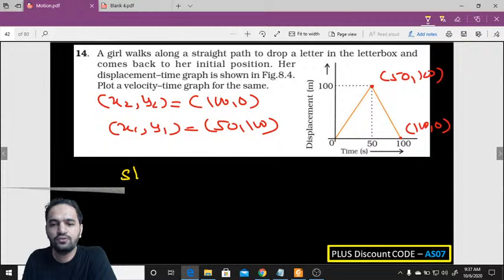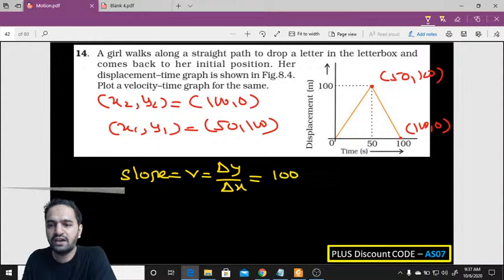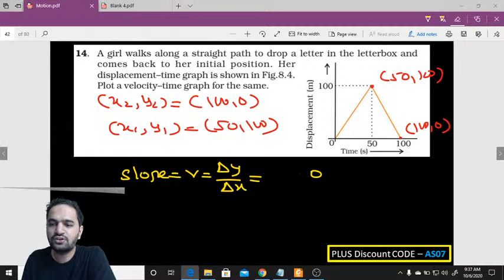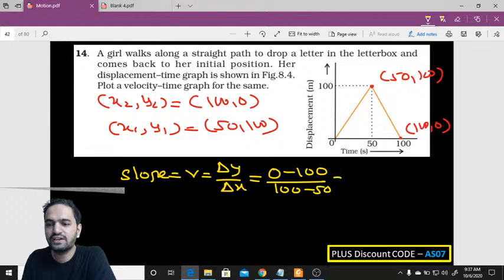Now can you find out slope from this? Slope, that is velocity basically, that is delta y by delta x again. So that value would be 100 minus 0 divided by this one, y2 minus y1. Sorry, I subtracted the wrong values. You can use this one, y2 minus y1. So that means 0 minus 100 divided by 100 minus 50. Okay, calculate.